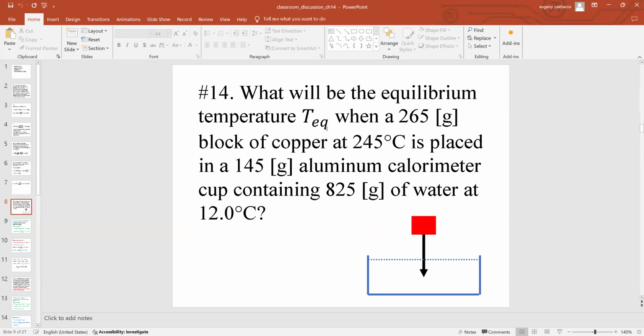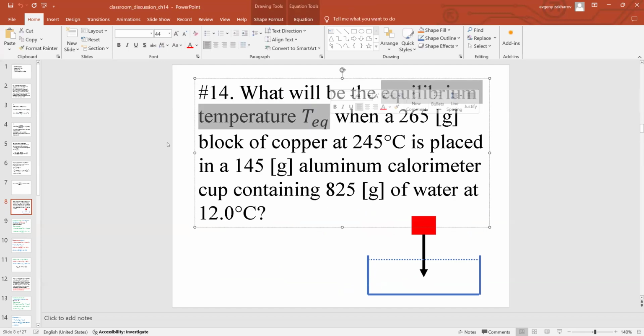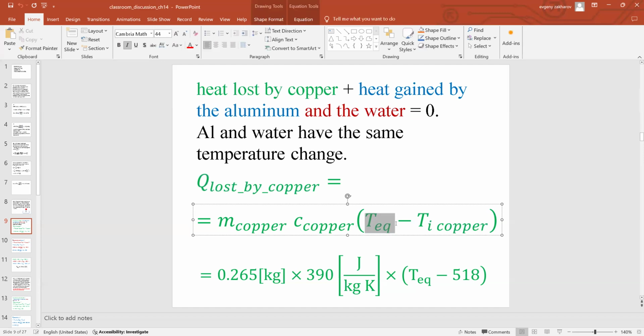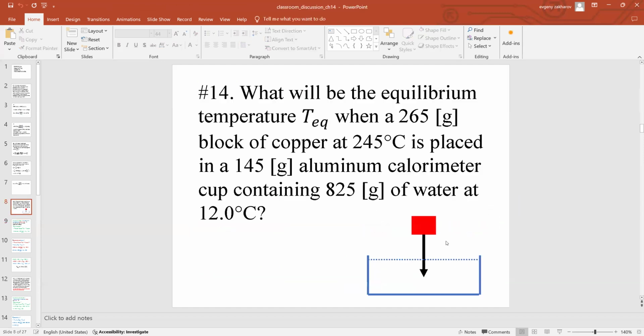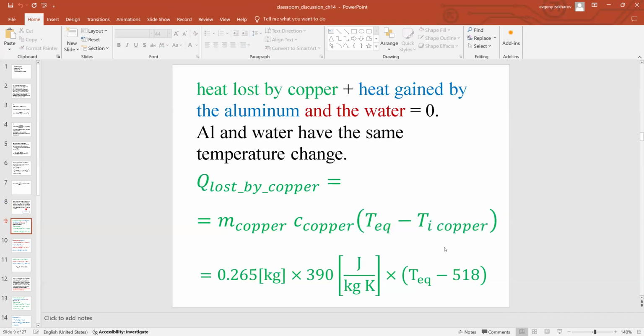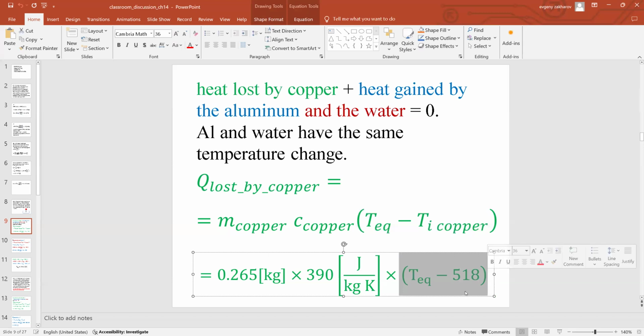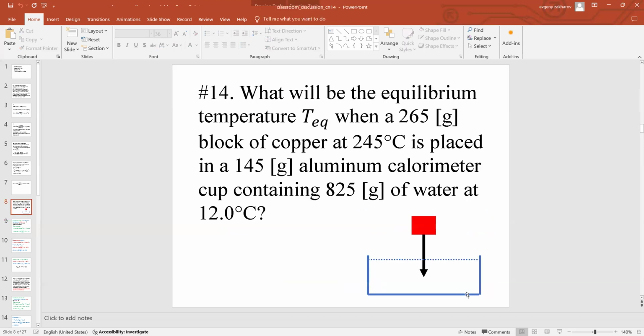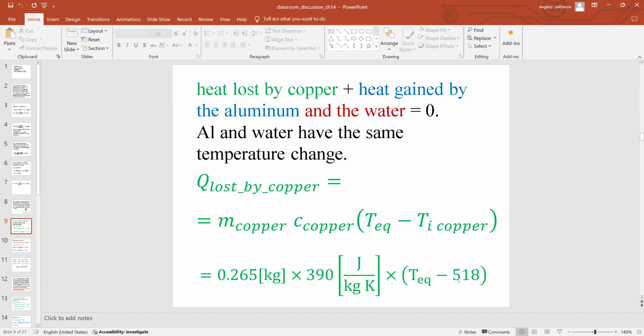We want to solve for the equilibrium temperature. So this is our final equilibrium temperature. Take away the initial temperature of the copper, which was given in Celsius. You cannot use Celsius; you have to convert to Kelvin. So 245 plus 273. This is your Kelvin value for the initial temperature of the copper.